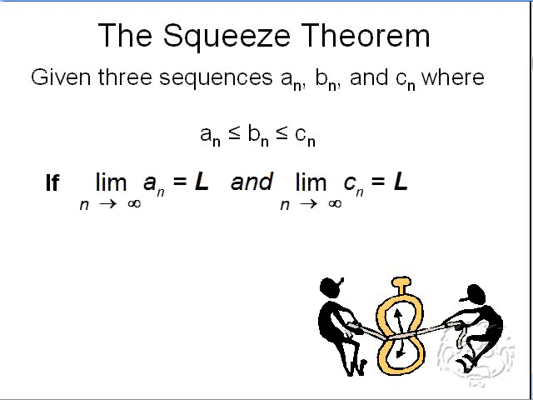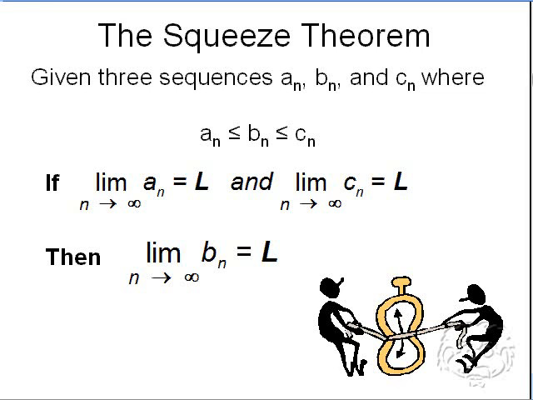Let's say that we know the limits of a of n and c of n. And for both of those sequences, as n goes to infinity, the limit is L. Well, then we know that the limit of b is going to be the same thing. As n goes to infinity, the limit of b will also be L.